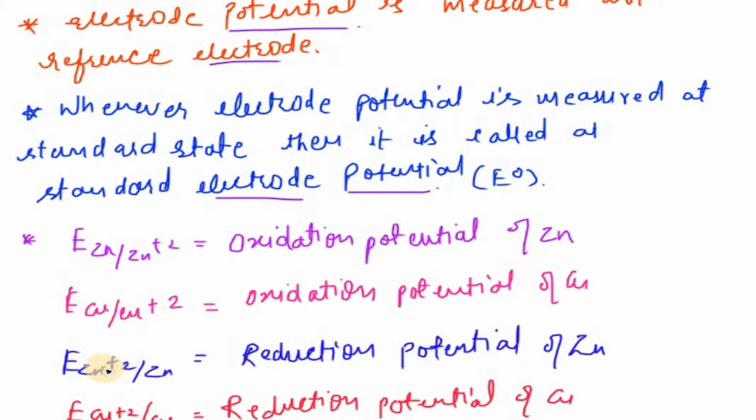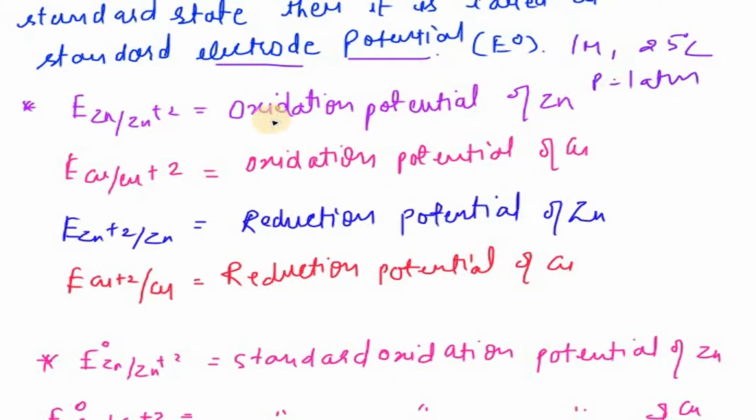In the standard state, the solution must be 1 molar, the temperature must be 25 degrees Celsius, and for gases the pressure must be 1 atm. E of Zn to Zn plus 2 is the oxidation potential of zinc, when zinc loses its electrons. Then there is the oxidation potential of copper, and the reduction potential of zinc and of copper. Here zinc is converting into Zn plus 2, and Cu into Cu plus 2, which are the oxidation potentials. The reverse are the reduction potentials of zinc and copper.